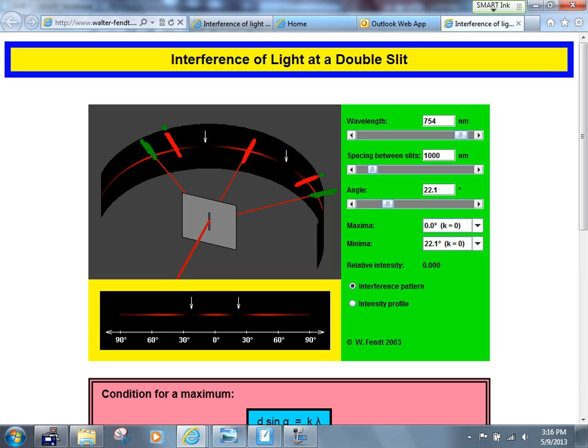So if you increase the wavelength or decrease the frequency of the light that you're using, you're still going to see the same basic pattern. The same phenomenon of interference will take place, but the relative positions of the bright spots will be different.